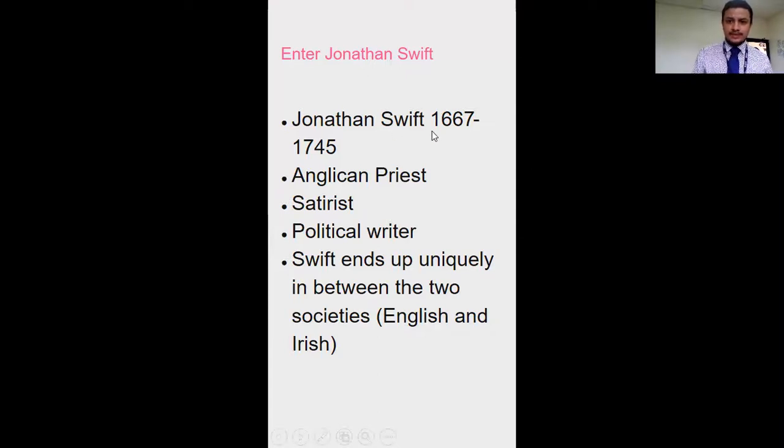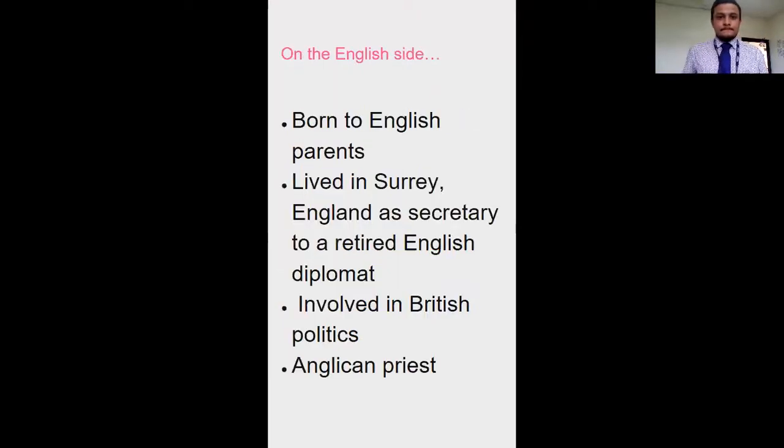Jonathan Swift was born 1667 and he died in 1745. He was an Anglican priest. He was a satirist. He was a political writer. Swift ends up uniquely in between the two societies, English and Irish. On the English side, he was born to English parents, lived in Surrey, England, as a secretary to a retired English diplomat. He was involved in British politics and then he became an Anglican priest.